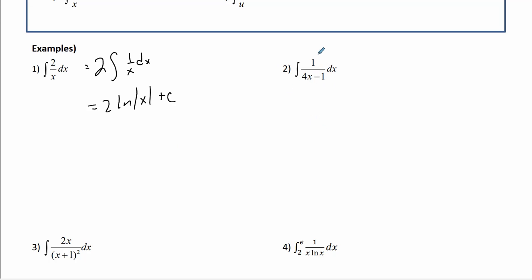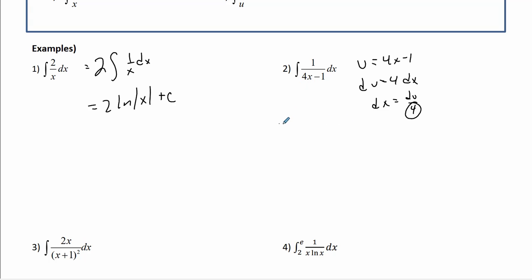In this case here, we don't really know what's going on. But what I can do is, I can't really split the fraction, right? Because it's a binomial underneath. So I'm going to say, okay, u is equal to 4x minus 1. du is equal to 4 dx, and therefore dx is equal to du over 4. So this 4 has got to get pulled out, right? So don't forget about that pulling out of that 4.